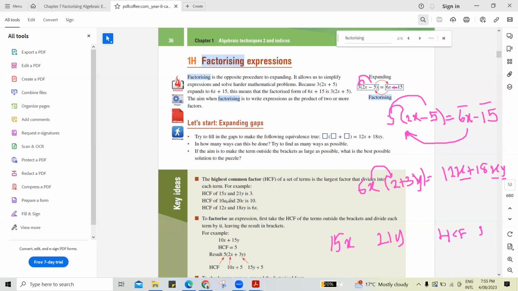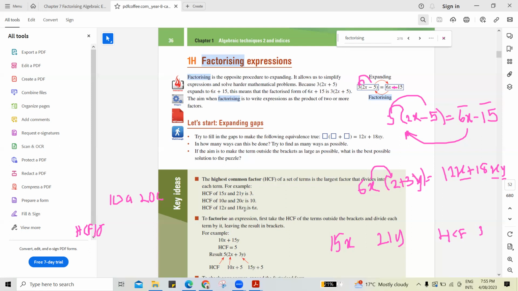And also next one, 10a plus 20c. Looking at these two numbers, the only common integer, the highest, is 10. Then 10 is a factor. HCF is 10. A is not common for both, so find the common number for both.